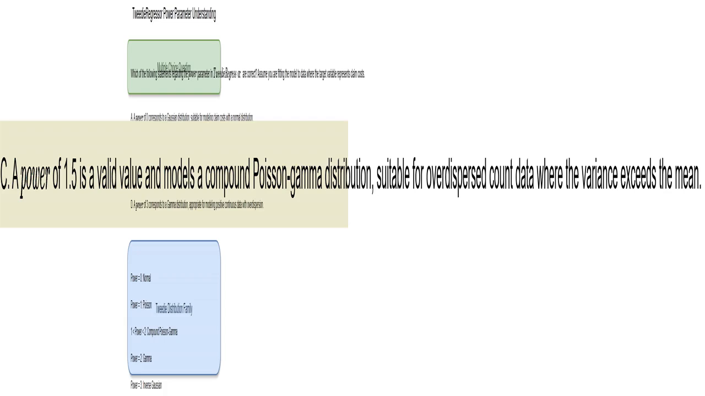When the power parameter equals 0, you get a normal distribution, which is famous for its bell shape. It's symmetrical, so the data is equally spread around the mean. This is perfect for data that isn't too skewed.